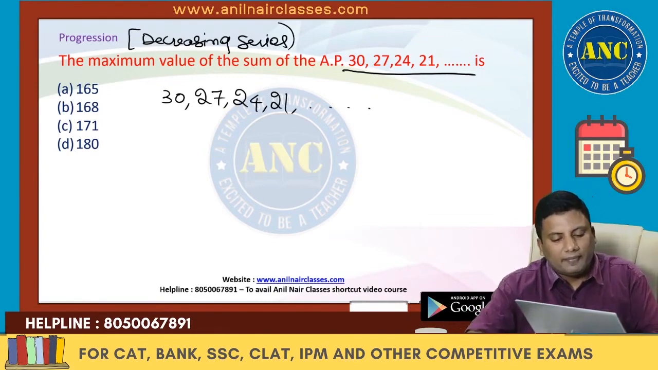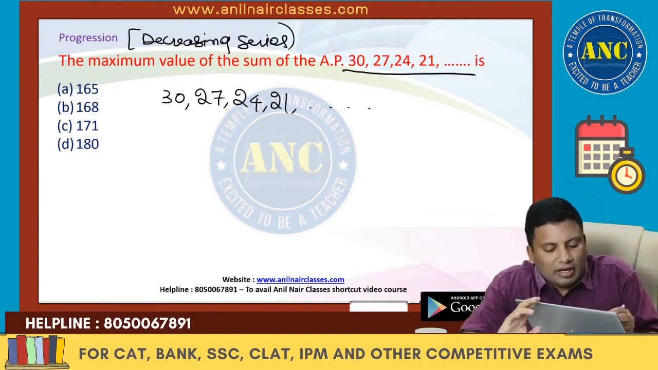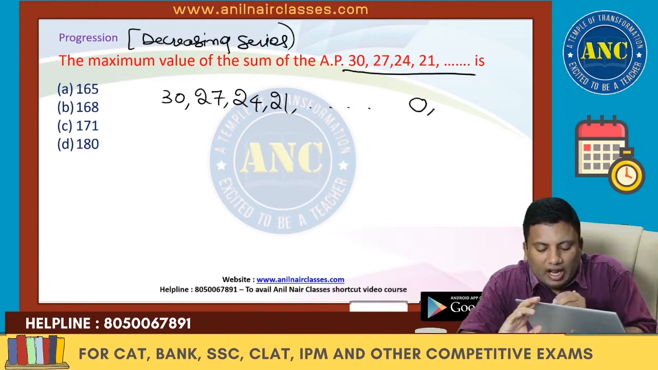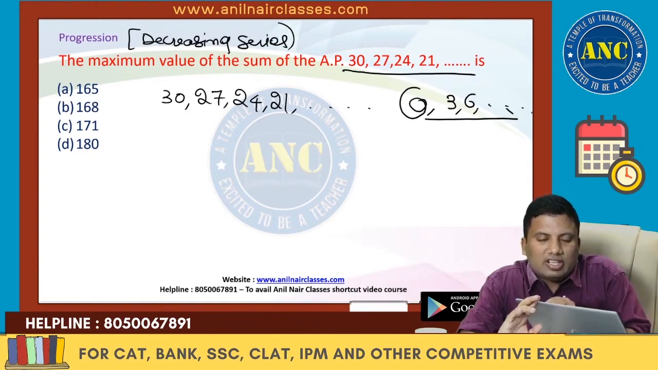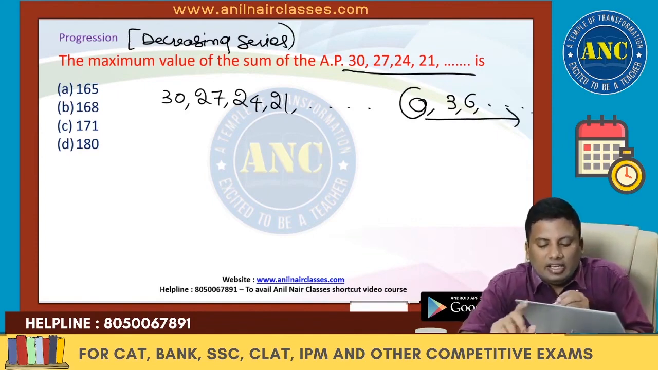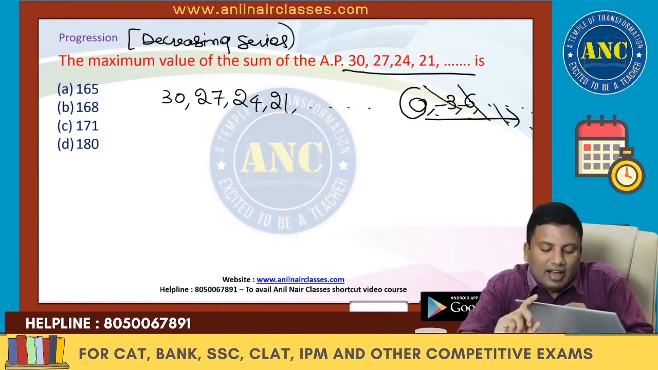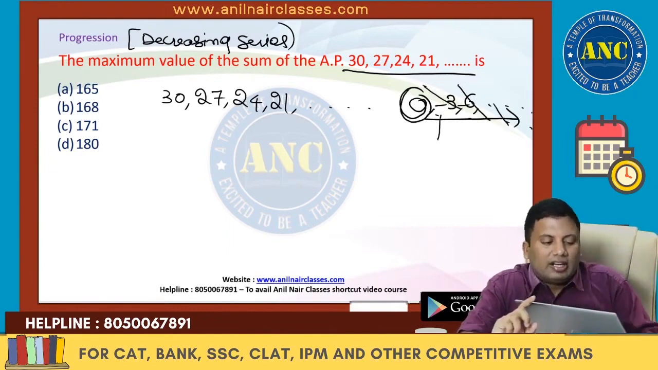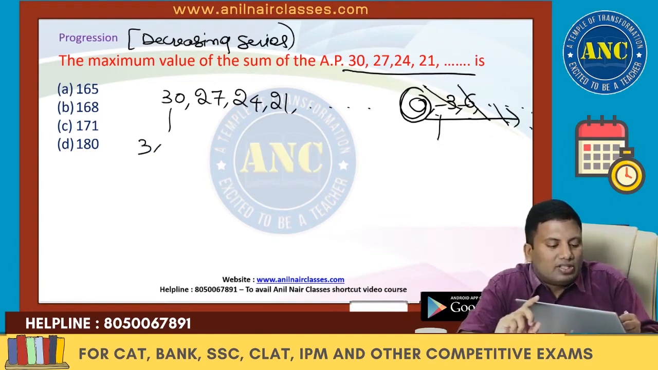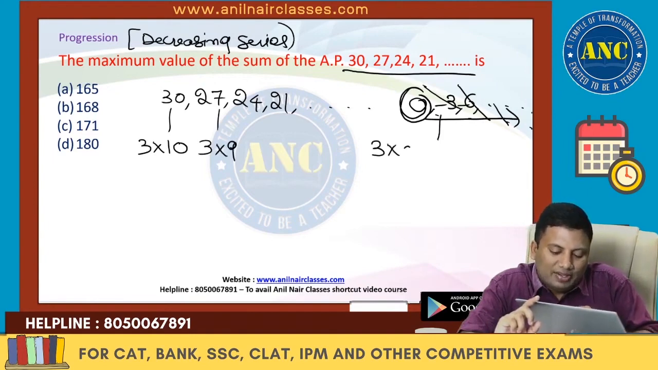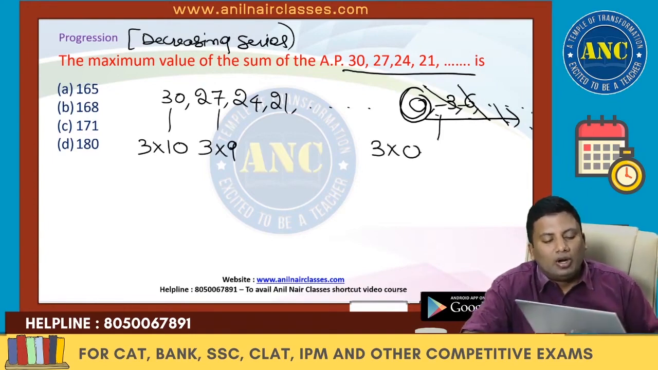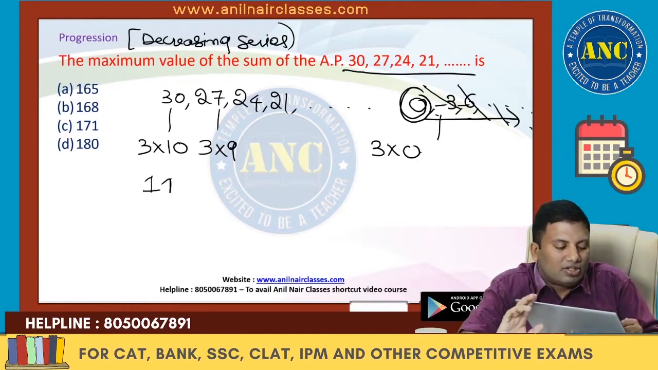Now if you see here, these are nothing but and so on up to, if I get after 0, this will be 3, 6, 9. That means after 0 the series will be minus 3, minus 6 and everything. If it is minus 3, minus 6, the value will decrease. I want till here. That means these 3 tens are 30, 3 nines are 27, 3 zeros are 0, 0 to 10. Totally how many terms I need to take? 11 terms I need to take.